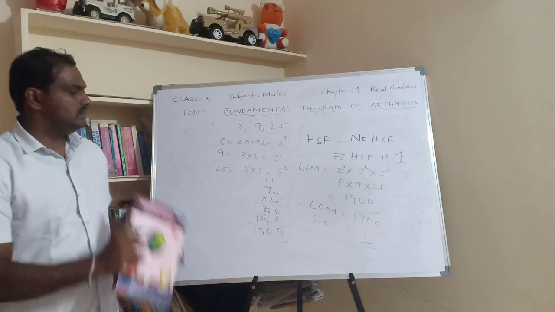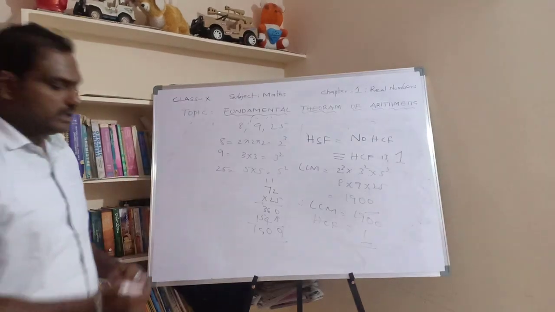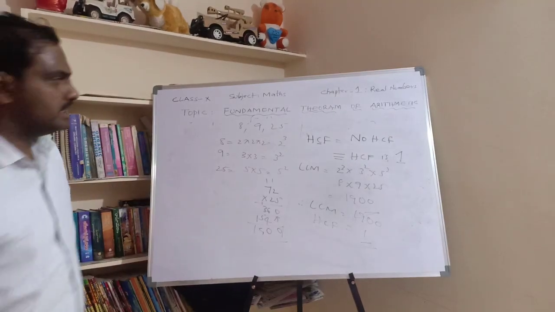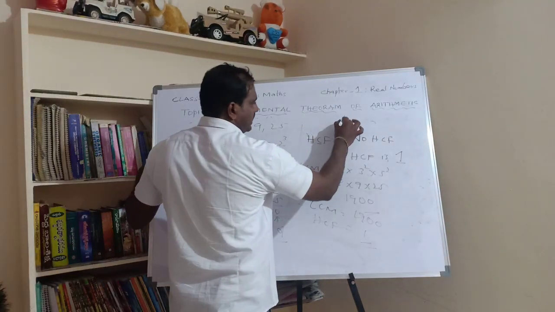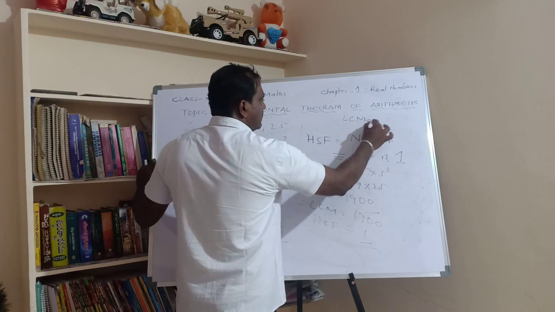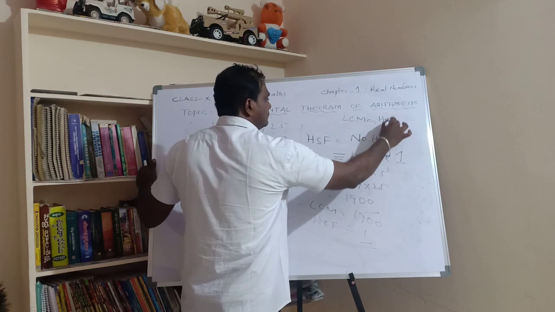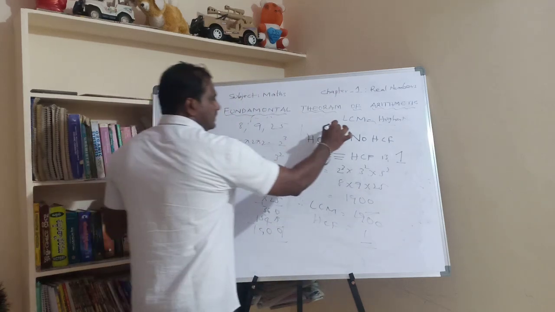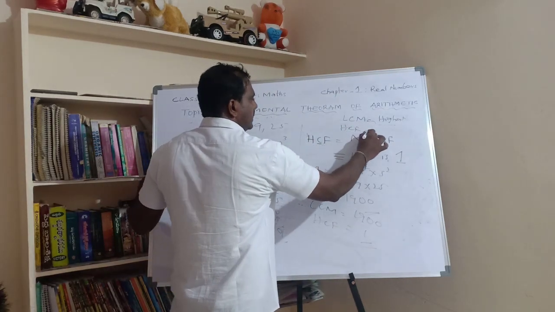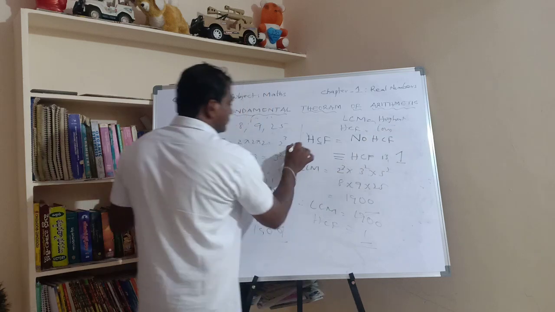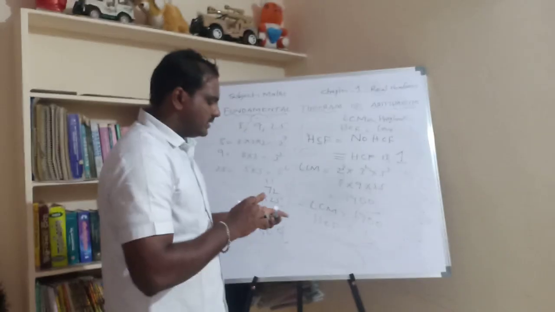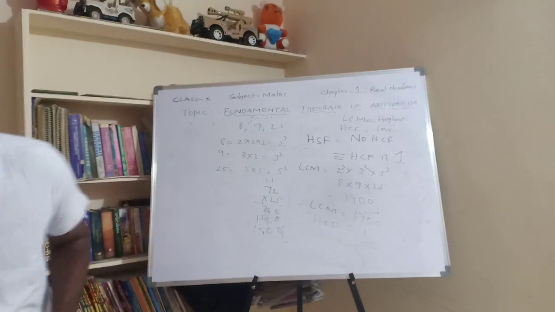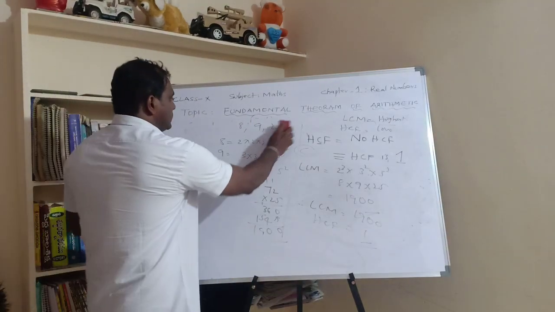So that's all. This is the end of this session. Be clear whenever you are writing LCM. What should I take? We have to take the highest powers, the highest power of all. When taking HCF, what should we do? We have to take the lowest power and it should be common. We have to take the common lowest power. Okay? So that's all. This is the end of today's session.